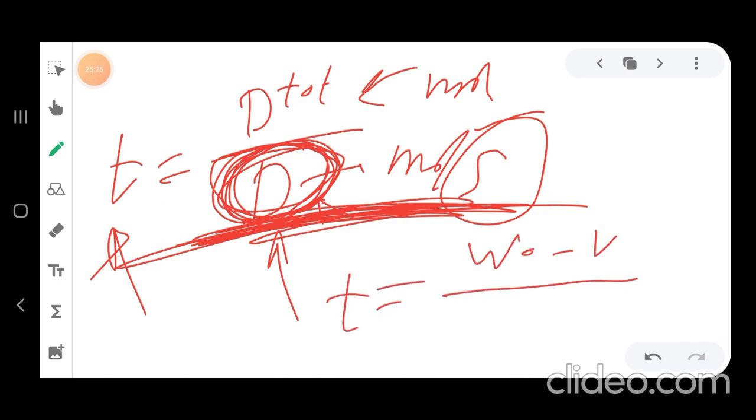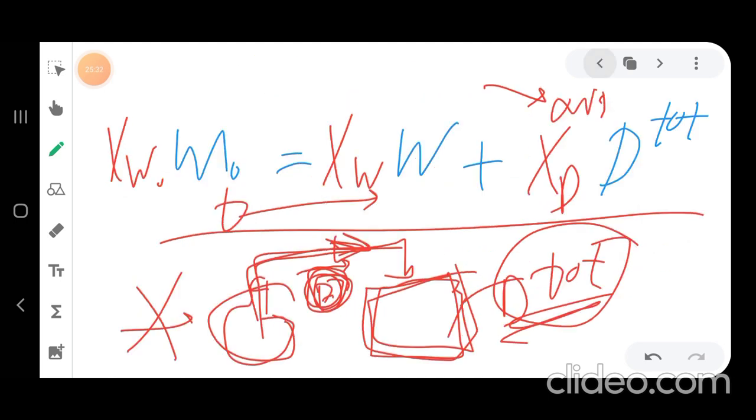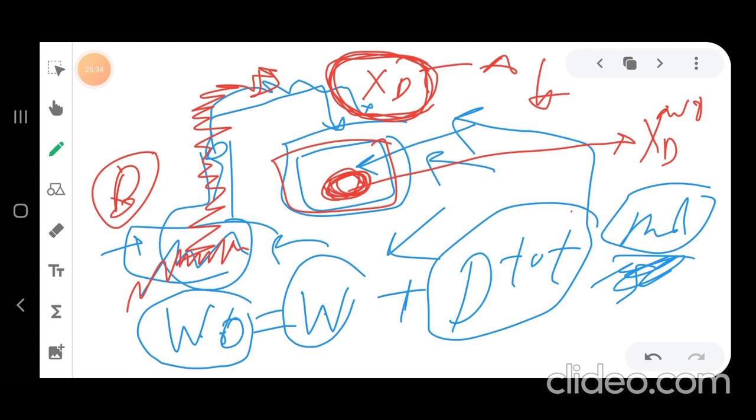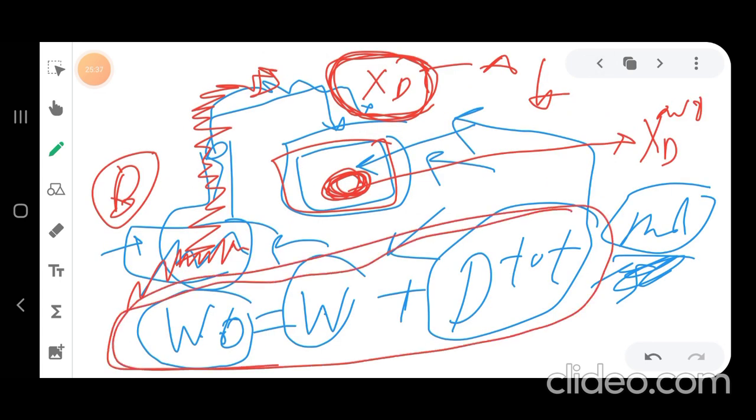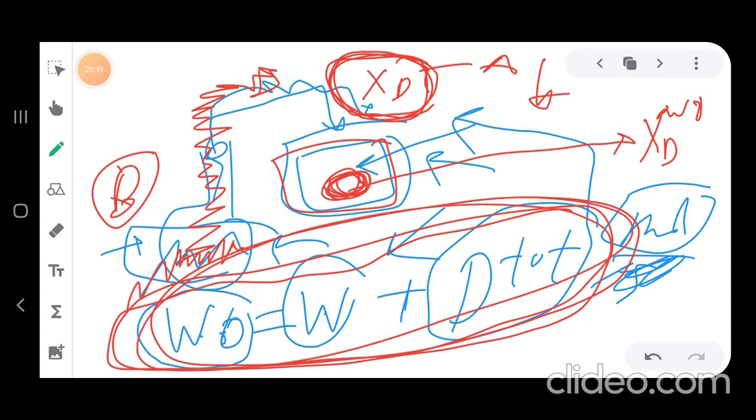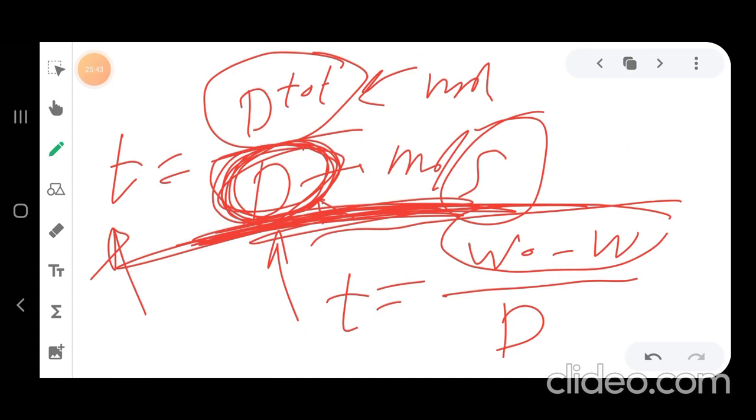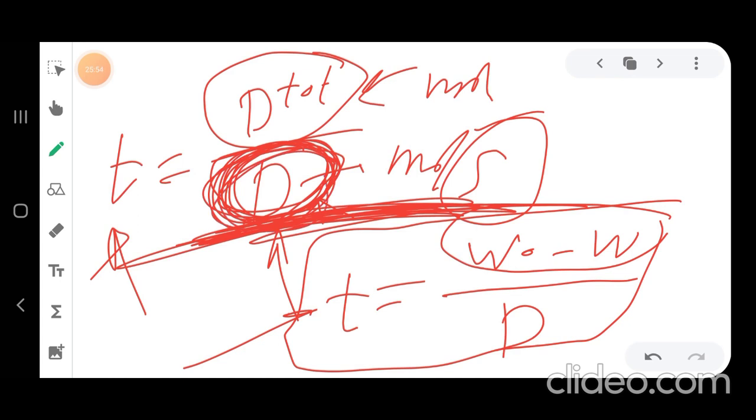From where do we get this? Because we know from the material balance, D total is W naught minus W here, right? We discussed it. W naught is equal to W plus D total, so D total is W naught minus W. So you can get this final equation that you can use in order to get the time for any batch distillation, a simple batch or batch with rectification. Okay, but provided that this D is constant.